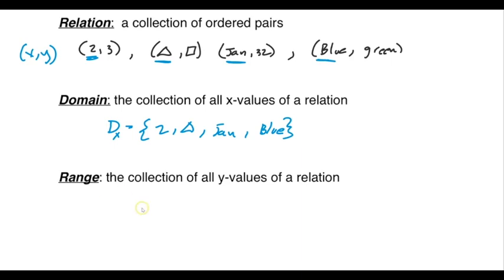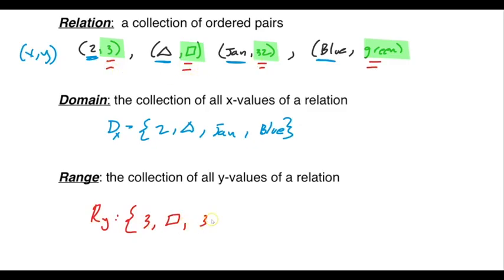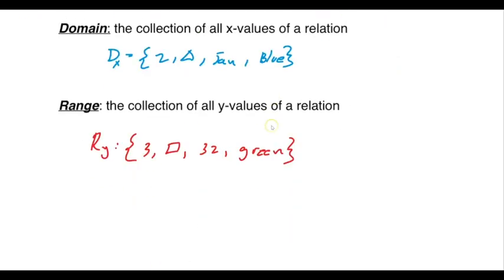And then the range is the y values. It's a collection of the y values, with curly brackets: 3, square, 32, green. There you go. So those are all the domain values, those are all the range values, and that's a relation. Now let's talk about what makes a function.